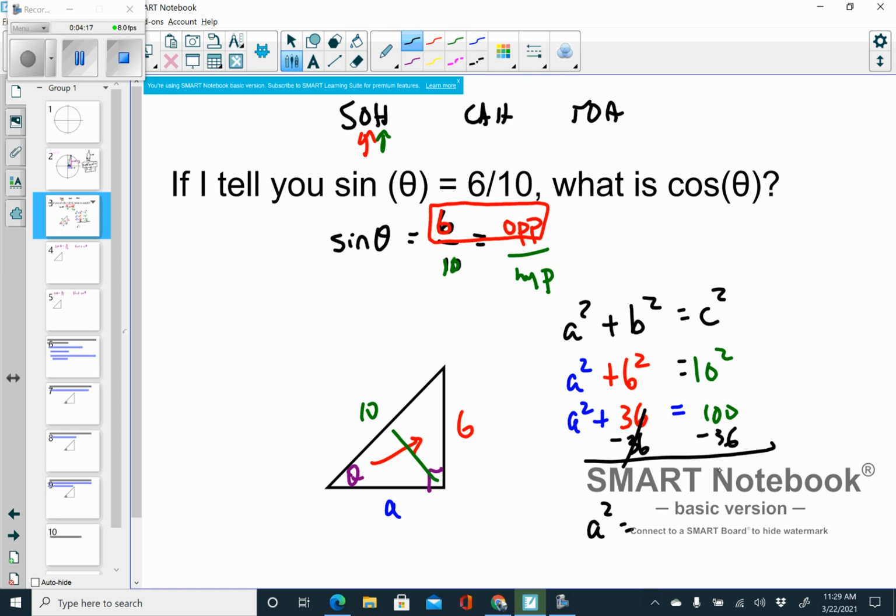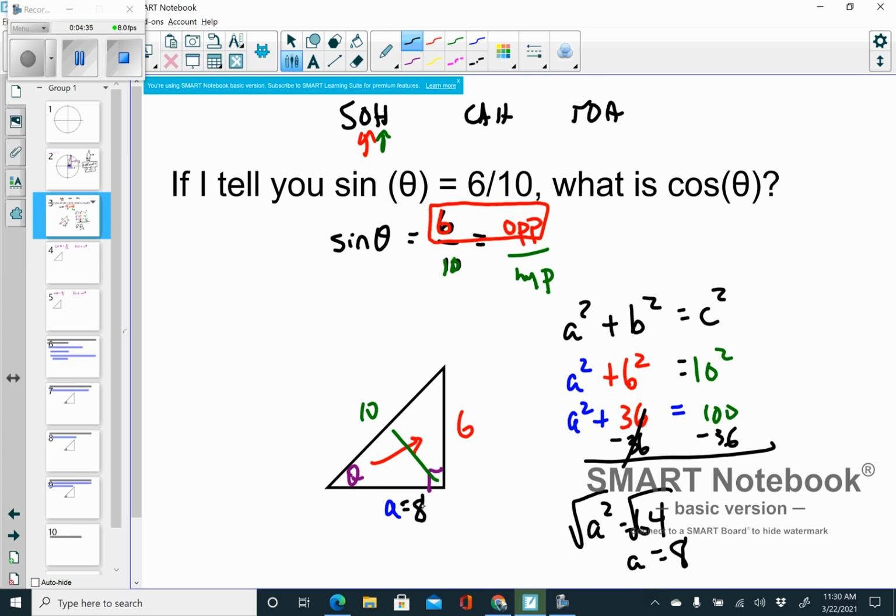Pull out my handy dandy calculator. 100 minus 36 is equal to 64. So a squared equals 64. To get rid of the square, I'm going to square root both sides, and a is equal to 8. So this is equal to 8.